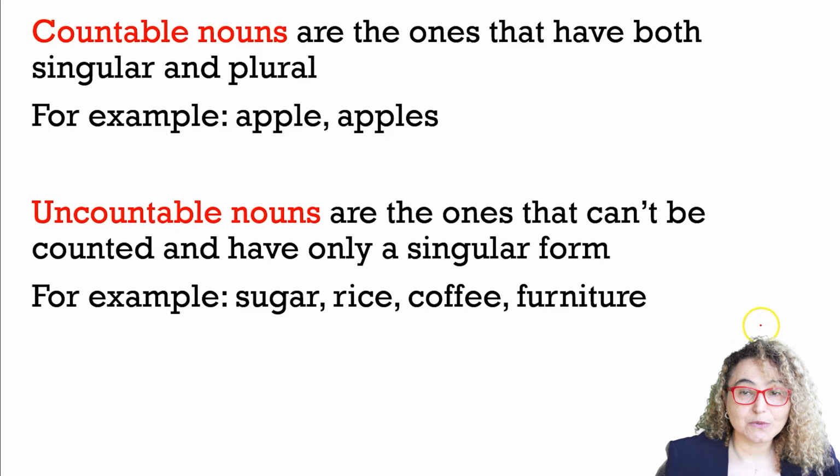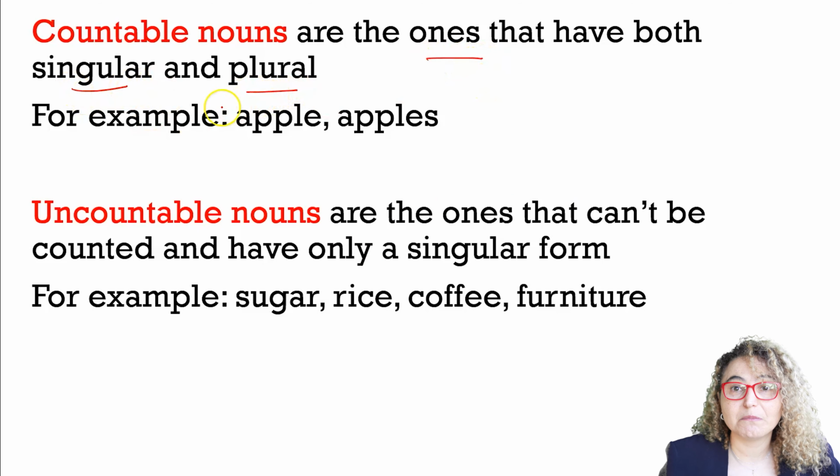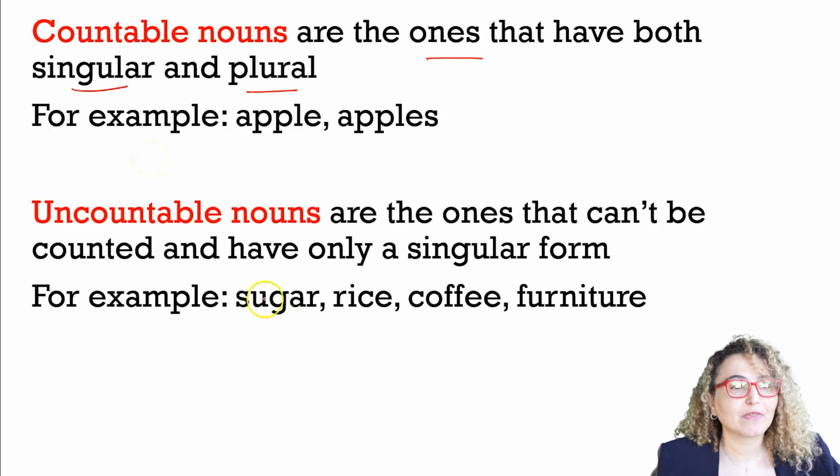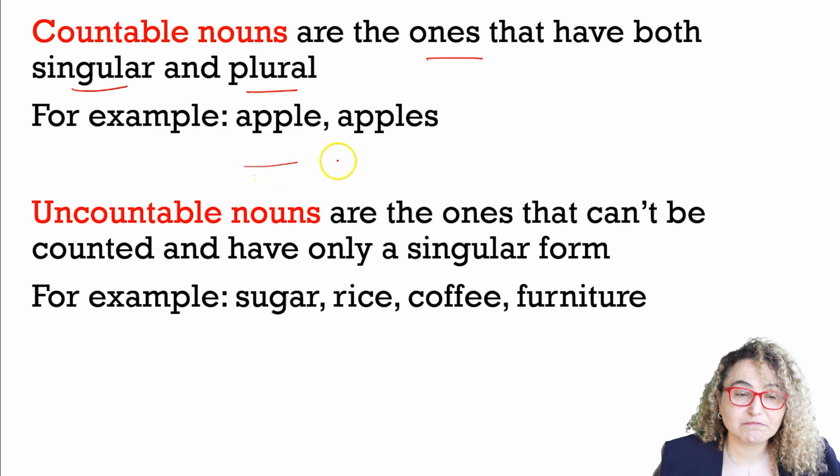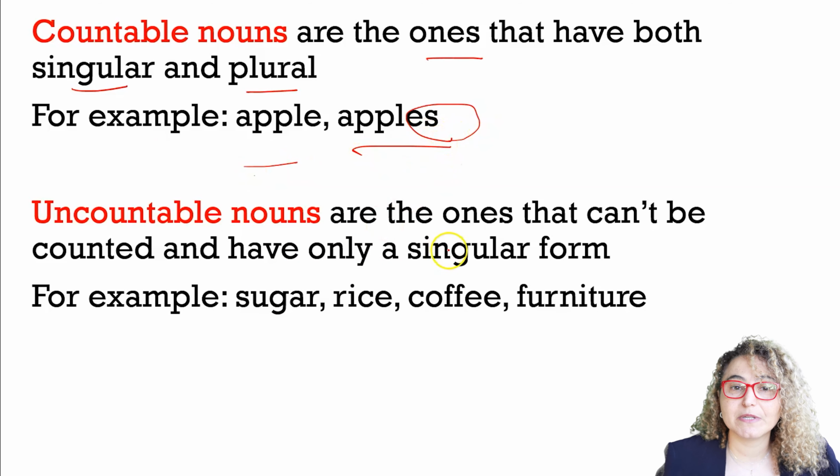There are countable nouns and uncountable nouns. So countable nouns are the ones that have both singular and plural. Basically, think about it as we can count them: 1, 2, 3, 4. For example, apple becomes apples.